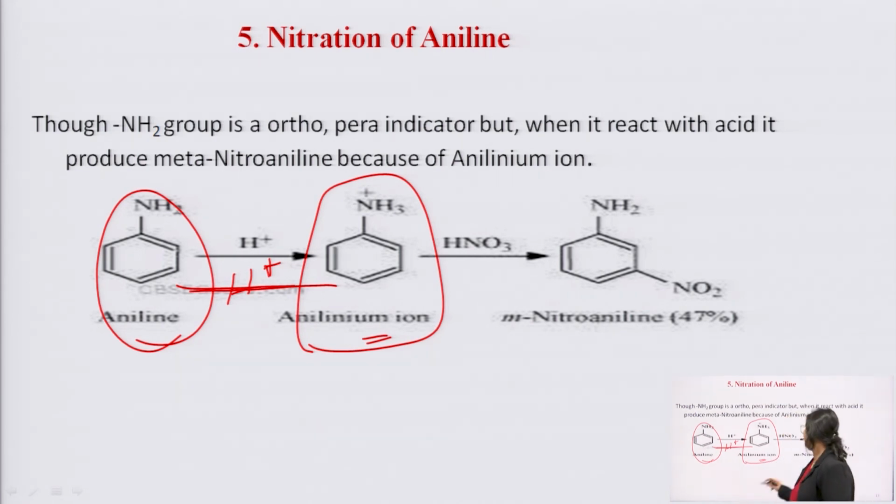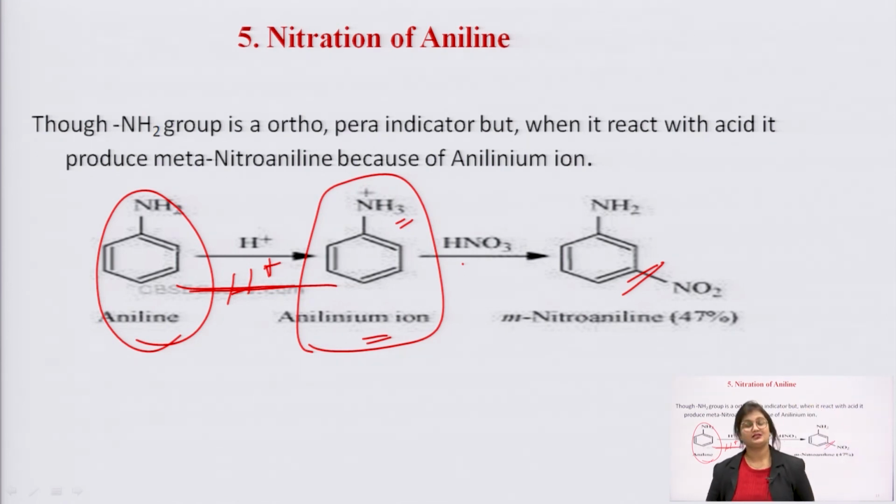So, what happens due to this is, when the amino group, though being an ortho-para director, reacts with an acid, then due to the production of this anilinium ion, the reaction shifts towards the meta position. Thus, nitration of aniline, since it requires acidic conditions, forms meta nitroaniline. The anilinium ion becomes a meta director, leading to formation of meta nitroaniline.